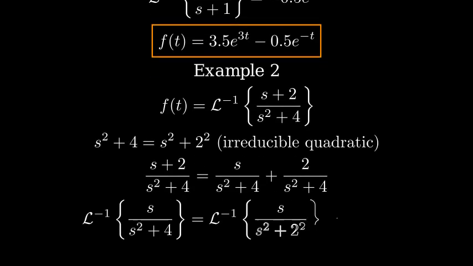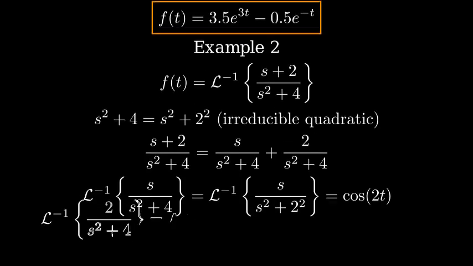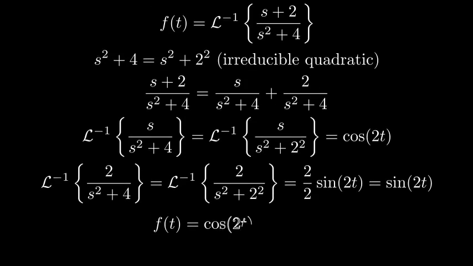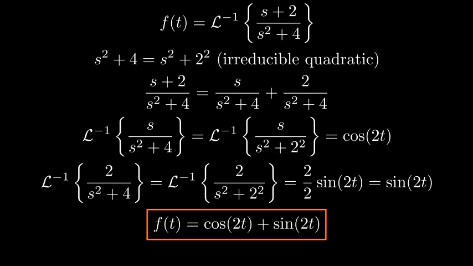Now we can use our transform pairs. The inverse of s over s squared plus 4 is cosine of 2t, since omega equals 2 in this case. And the inverse of 2 over s squared plus 4 is sine of 2t, again with omega equals 2. Note that the numerator is already 2, which is exactly what the sine pair requires. So our final answer is f of t equals cosine of 2t plus sine of 2t.